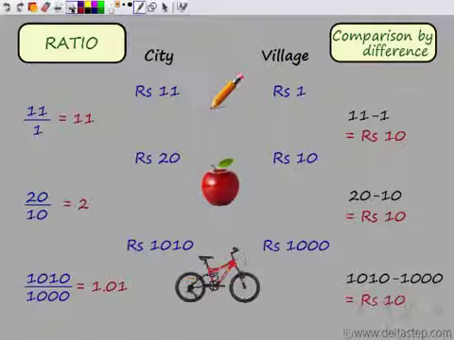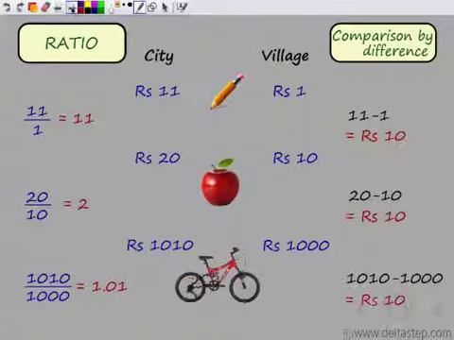But if you look at the ratio now, what does the ratio tell me? If I divide the two, I get 11. That means that in a city this pencil costs 11 rupees, but if I go with the same amount in the village, I can buy 11 such things. Again, 20 rupees for just an apple in the city, but with this same money, I can buy 2 apples in the village. Similarly, if you look at the bicycle, it is 1.01, which is closely equal to 1 only. So there's not much of a difference. With this same amount, you cannot buy another cycle there in the village. It is almost 1. This 10 rupees here is not making much difference.